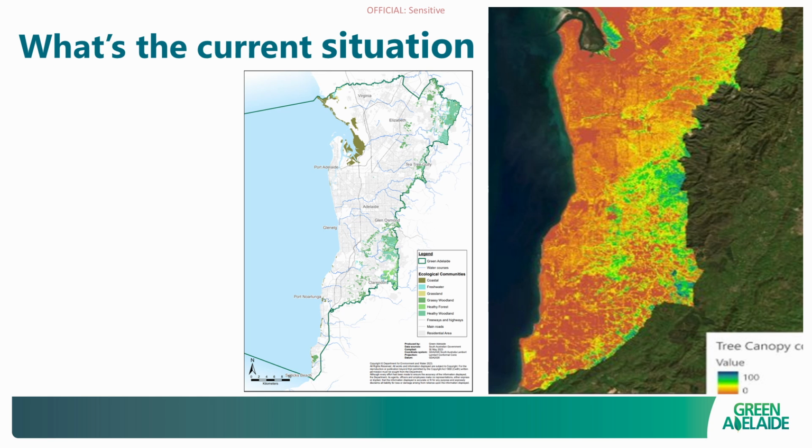The map on the right actually shows the current tree canopy cover. Now, you may remember from the other map on the previous slide that a lot of our area, especially to the north, was grassland or grassy woodland. So obviously, naturally, there wouldn't have been a huge tree canopy cover there. However, in the rest of the map, you can see there's a significant reduction in tree canopy.